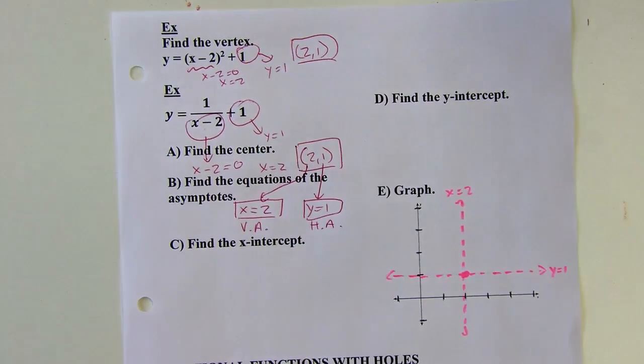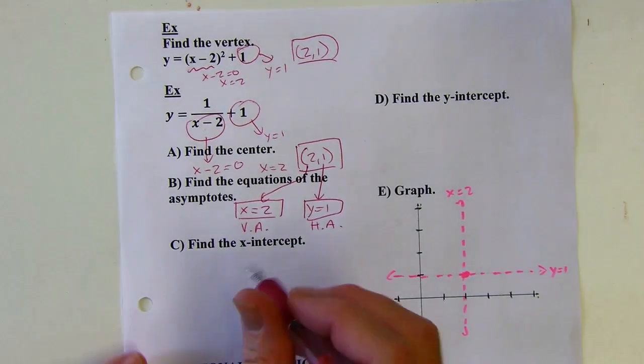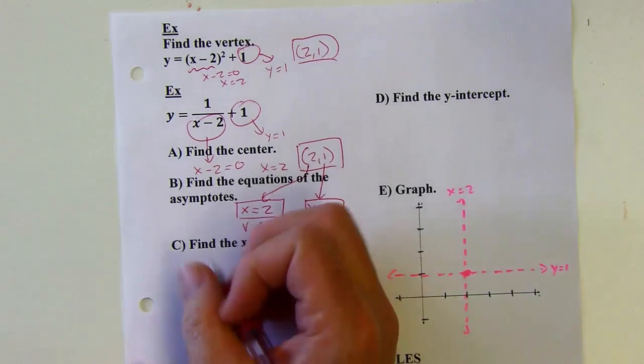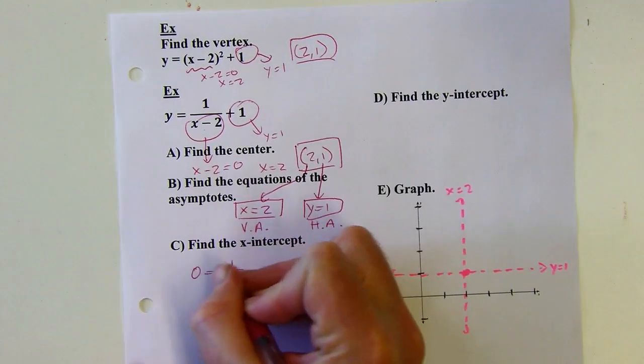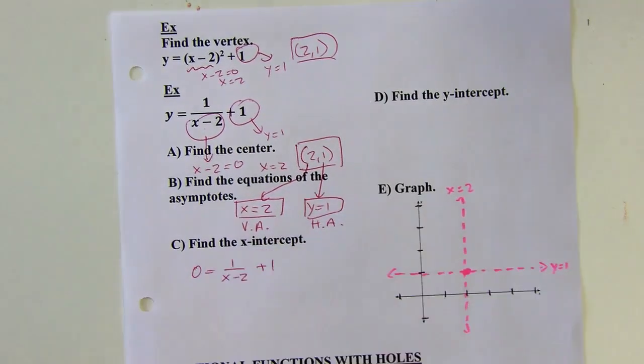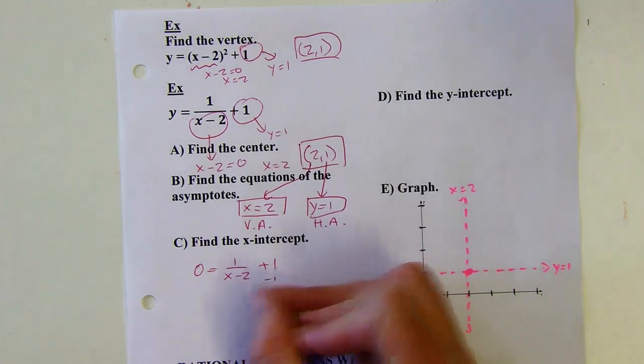Okay. All right, let's find the x-intercept. Well, I'm going to plug in 0 for y to find the x-intercept just like I would in any equation. Okay, and let's see if we can solve this for x. So the first thing I'm going to do is subtract 1 from both sides.